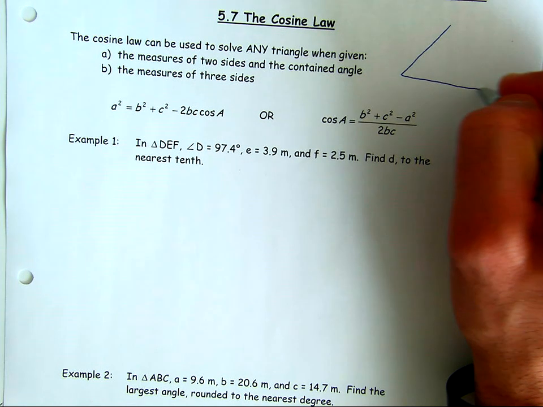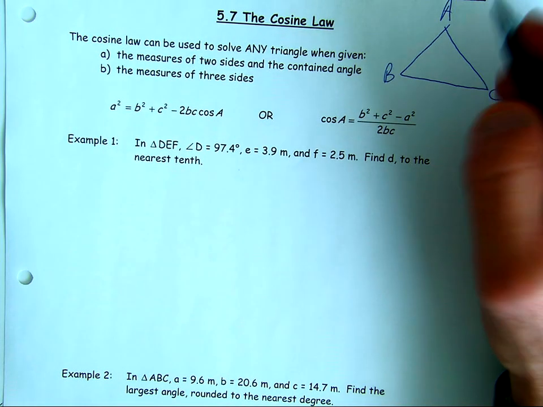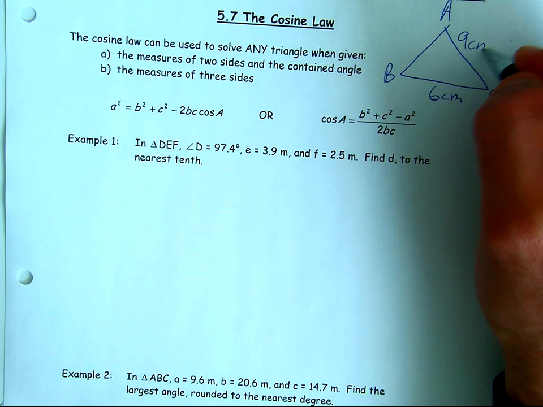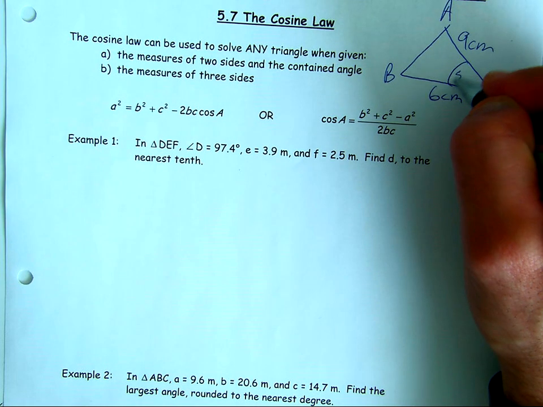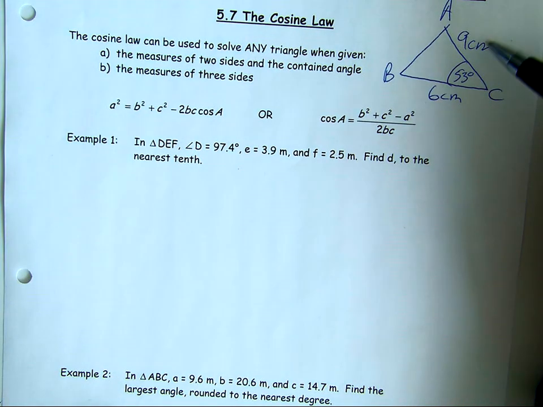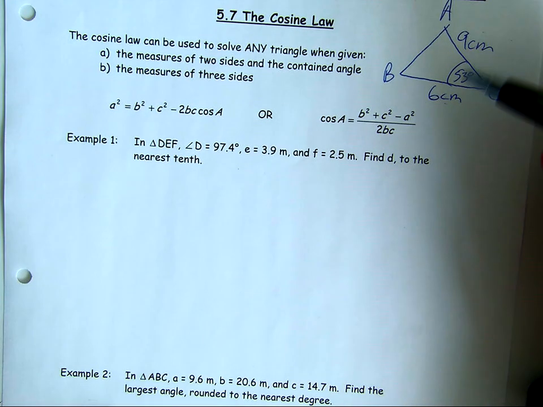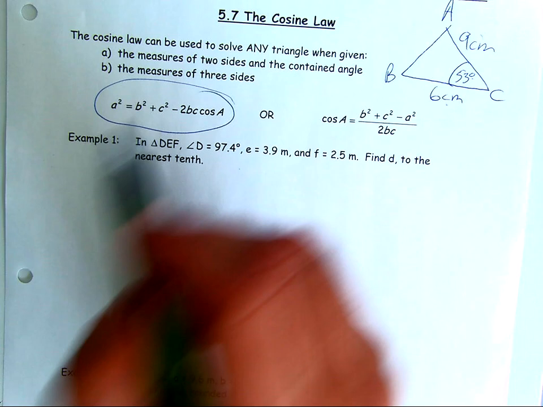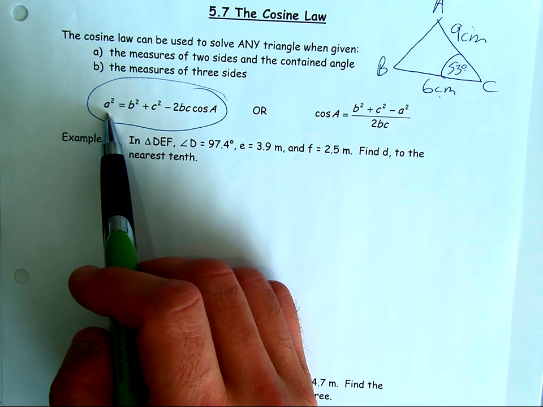Okay, so the measures of two sides and the contained angle would look like this. Here's A, B, C, and let's say they gave you two side lengths. This is 6 centimeters, this is 9 centimeters, and this is 53 degrees. Then you can obviously use the cosine law because you have two side lengths and the contained angle, in which case you would use this formula here to find the other side.